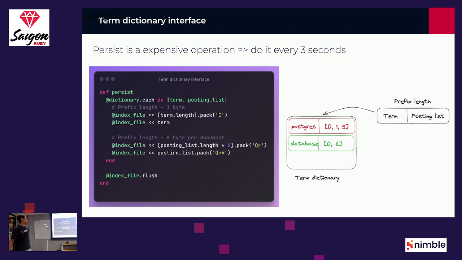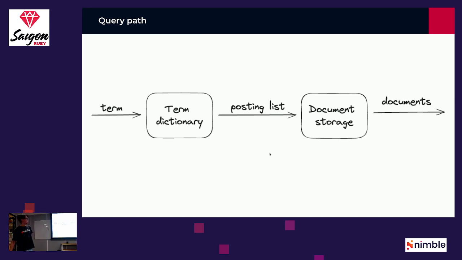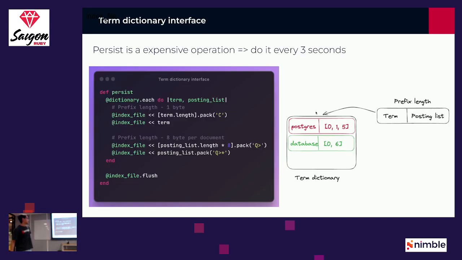And also you need to store the term dictionary on disk somehow. So you need to persist it. And again, we have to visit the file layout on disk. The file layout is going to be much simpler, and we're going to store again pairs of term and posting list, and each one of them has a prefix length as well, like I mentioned before.